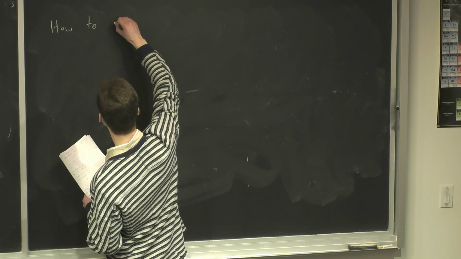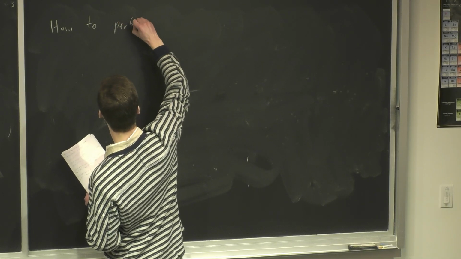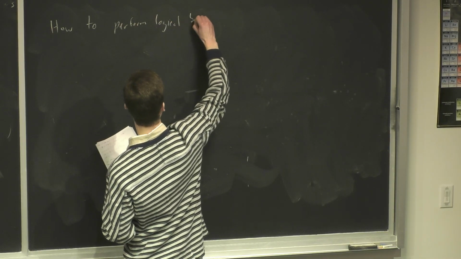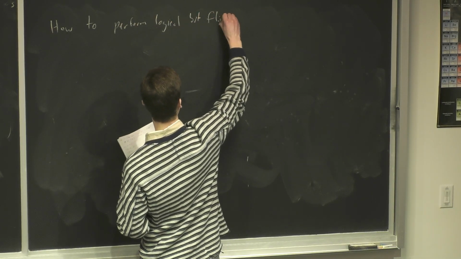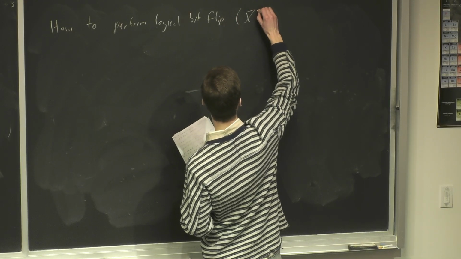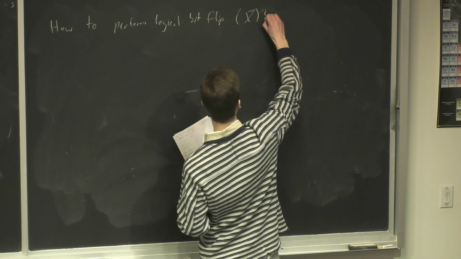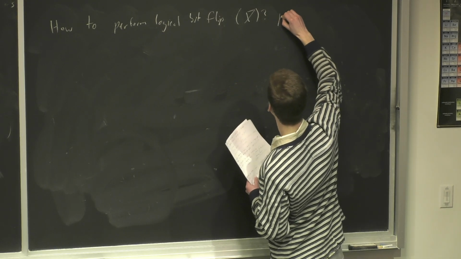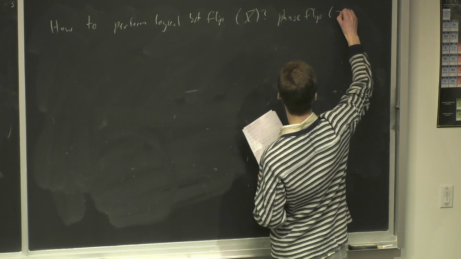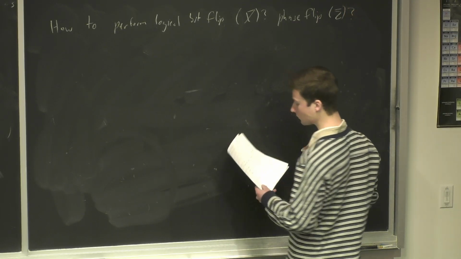And explicitly, how can we perform a logical bit flip, which I'll denote as X with a bar over it. So an X operator on our encoded or logical qubit, or a logical phase flip, which I'll denote as Z with a bar over it.